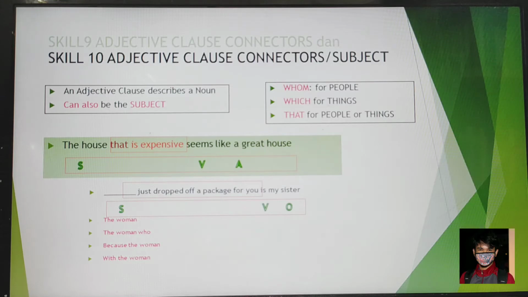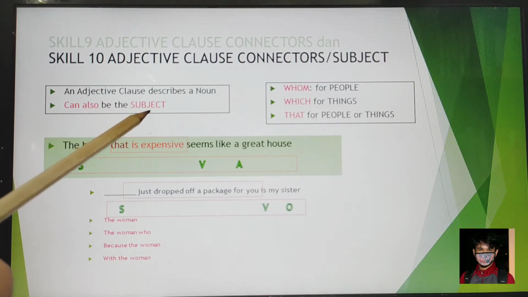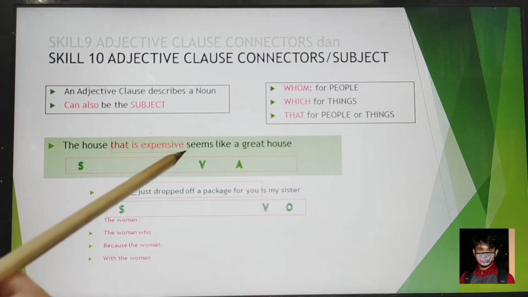So today we are going to discuss the following skills in TOEFL preparation. Skill 10. For skill 10, we're going to talk about adjective clause connectors or subjects. As we have just mentioned before, the adjective clause describes a noun, and an adjective clause could also be the subject. So the position of the adjective clause must be in the subject.